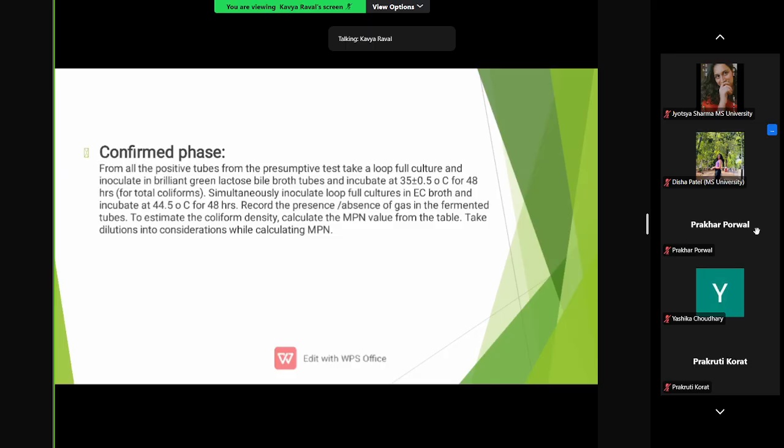Confirmed test. Positive tubes are transferred to BGLB broth and EC broth for further testing. The gas production confirms the presence of total coliforms and fecal coliforms. Furthermore, the MPN values are calculated.